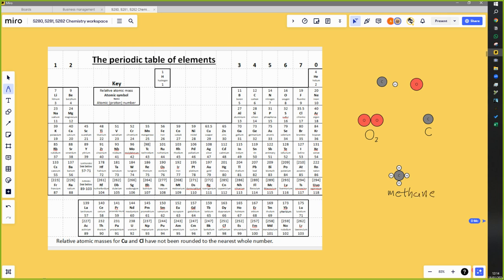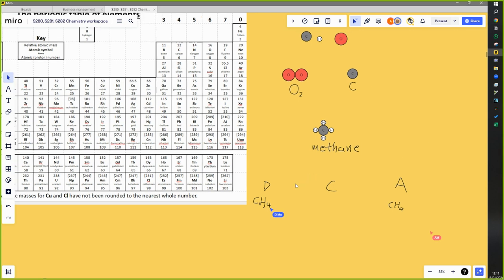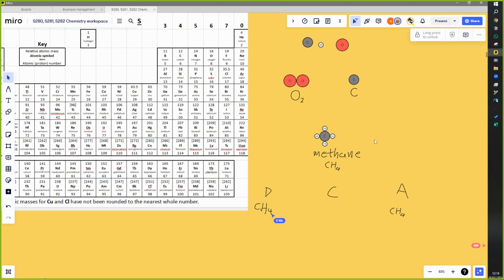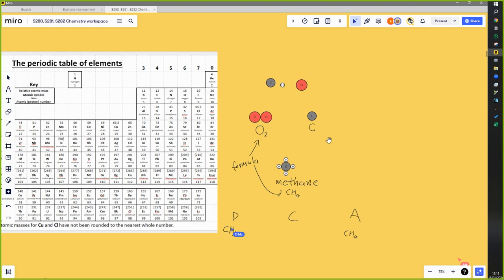Okay, so I'm going to pause the video just for a moment now. Okay, so yeah, well done. This is the formula for methane. So I'm just going to copy this one on the right. There. So this is what we call a formula. Okay, let's just label that formula. And we have many different substances that are made out of different combinations of atoms.